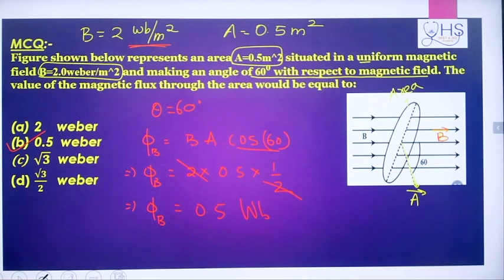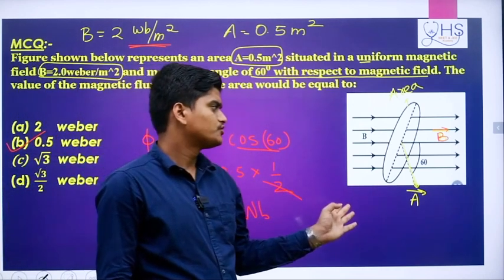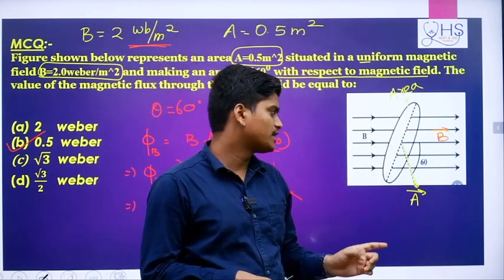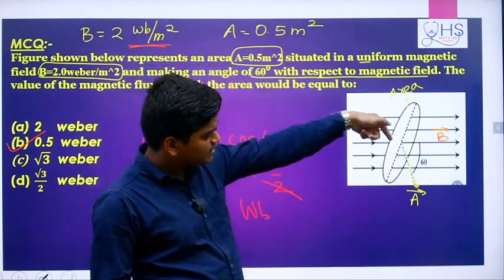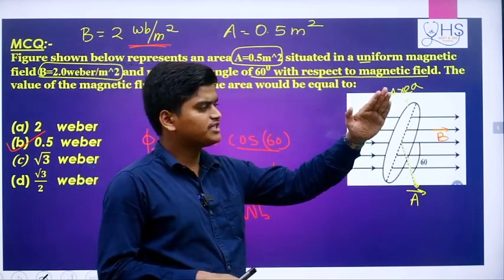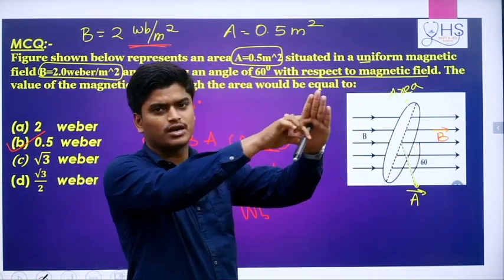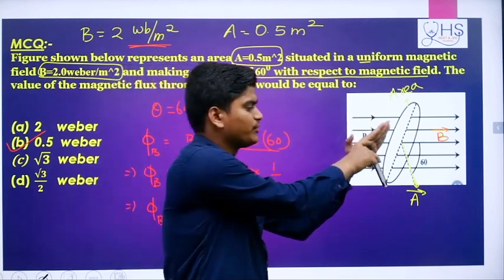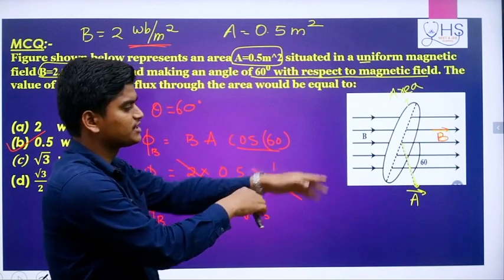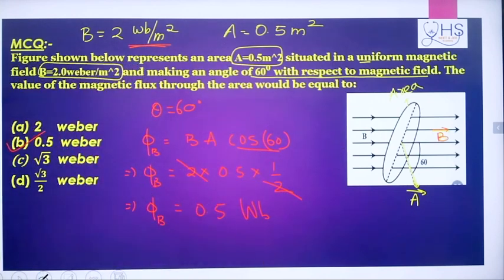So don't get confused by the picture. Don't mistakenly take the angle between B and A as 30 degrees. The dotted line is the area vector, which is perpendicular to the surface. If the surface is like this, the area vector will definitely be like this. The picture is given this way, with the magnetic field like that, so the angle between the magnetic field and area vector is 60 degrees.